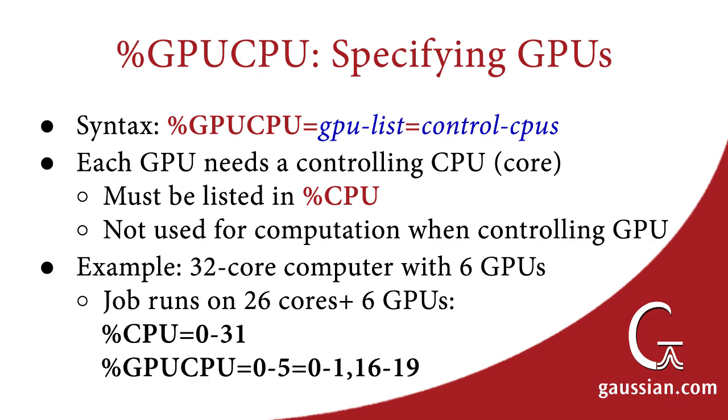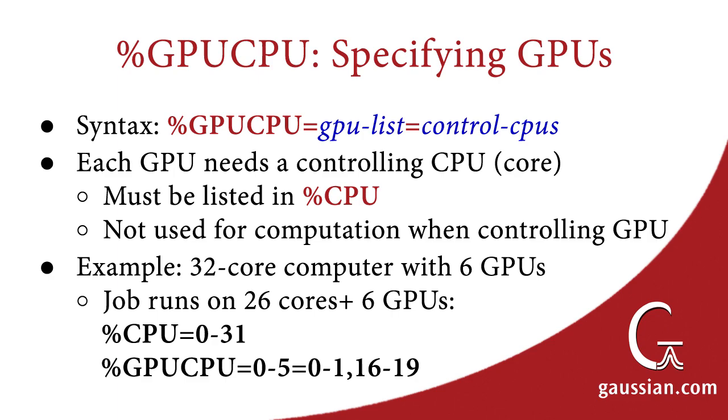%GPU-CPU's value is the list of GPUs to allocate, then an equals sign, then the list of controlling CPUs. Each GPU requires a dedicated CPU to service it. These CPUs are not available for any other use during the calculation. The controlling CPUs are also included in the list specified to %CPU.